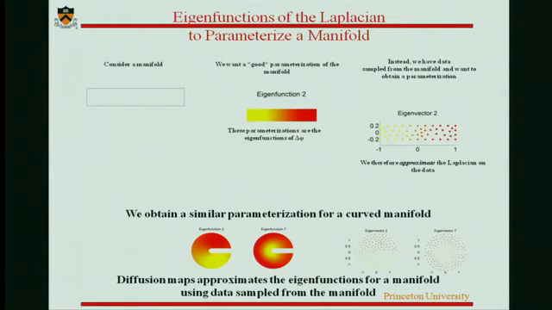So why would eigenfunctions of diffusion have something to do with parameterizing manifolds? I tried to make a little illustrative slide here.